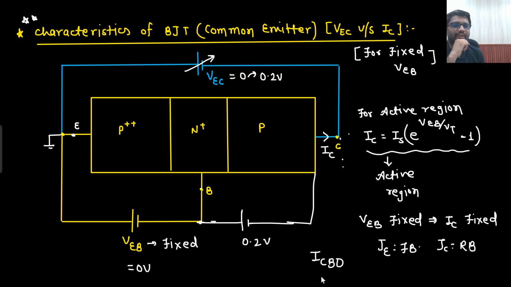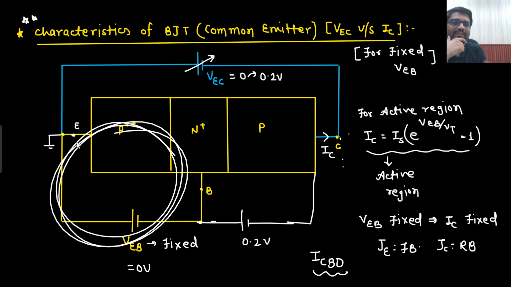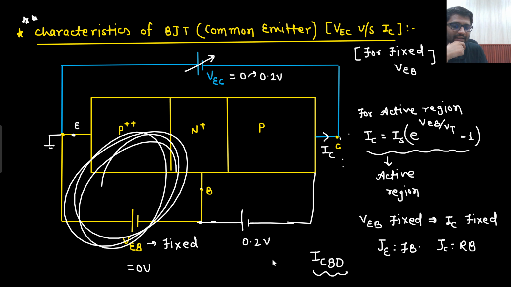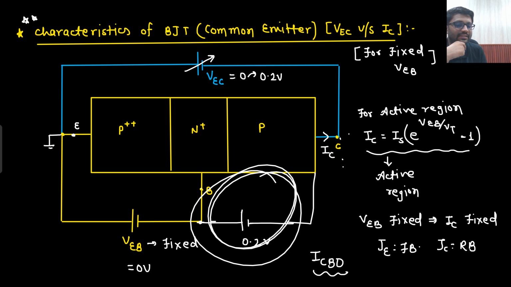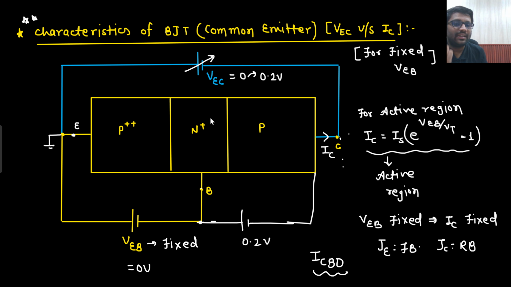Say yes or no. Do you agree to this point? This current would be nothing but ICBO, because from here no holes are being injected. Basically, towards this side there is no bias. If there is no bias here, only this bias has been applied, which is reverse bias. So it is like a PN junction under reverse bias, such that the emitter is under no bias.